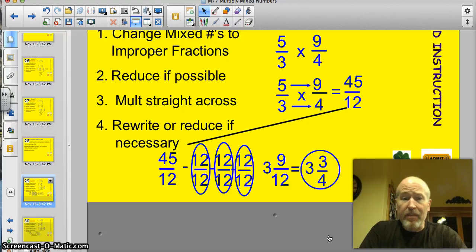Again, I like to think of it this way. Take out a group of 12, a group of 12, and a group of 12. So here's 36, or a total of 3. So 45 minus 12 minus 12 minus 12 gives me 9. So I end up with 3 wholes and 9 twelfths remaining. Another way of looking at it is 3 3/4 once I simplify 9 twelfths. Okay? Hope you got that one right.